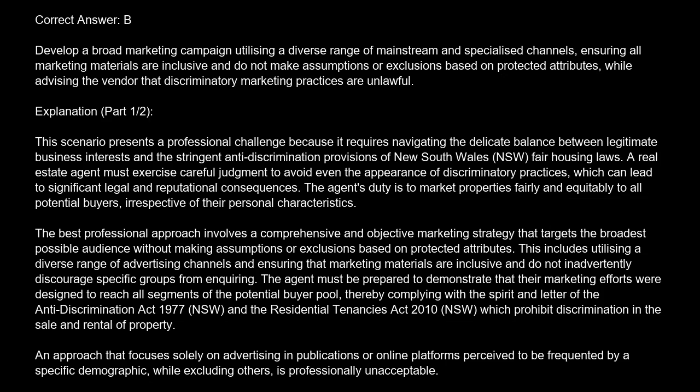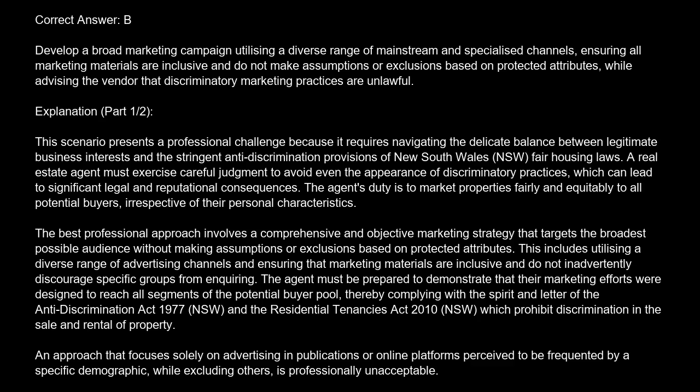The correct answer is B. Develop a broad marketing campaign utilizing a diverse range of mainstream and specialized channels, ensuring all marketing materials are inclusive and do not make assumptions or exclusions based on protected attributes, while advising the vendor that discriminatory marketing practices are unlawful. Explanation: this scenario presents a professional challenge because it requires navigating the delicate balance between legitimate business interests and the stringent anti-discrimination provisions of New South Wales (NSW) fair housing laws.